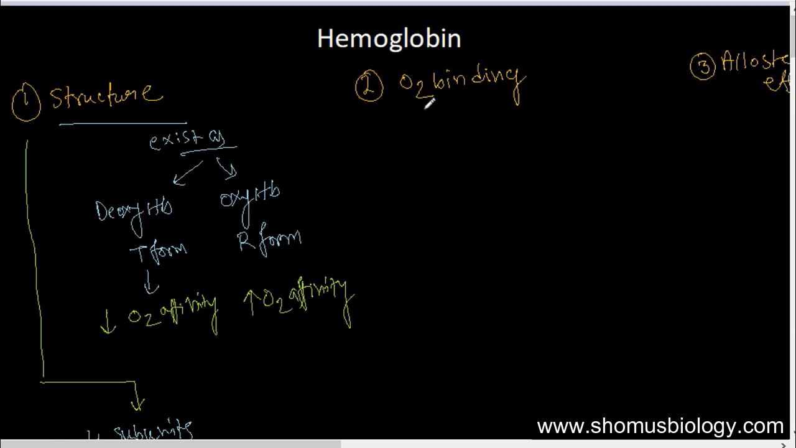Now let's talk about the oxygen binding capabilities of hemoglobin. Normally, if we take hemoglobin here, hemoglobin binds four oxygen molecules cooperatively.